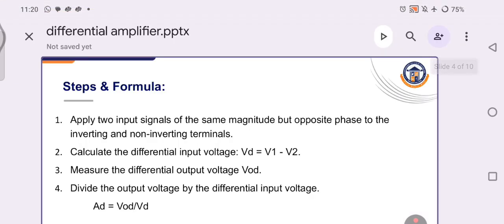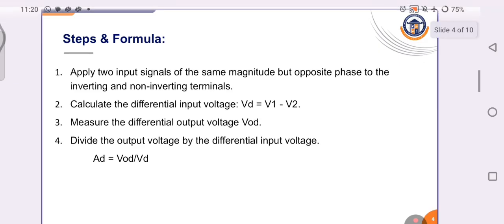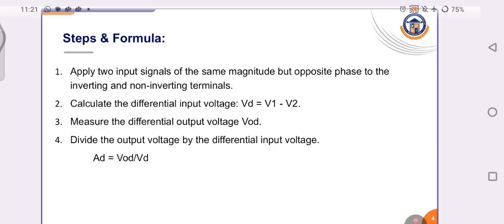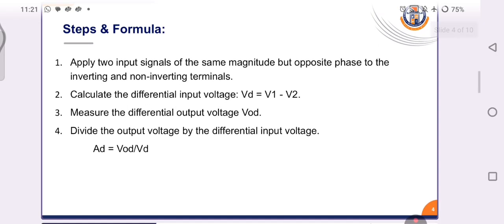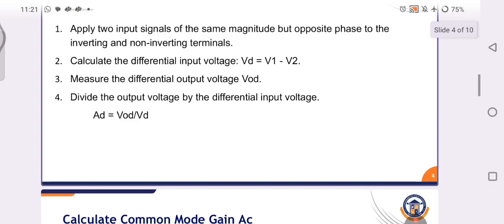To calculate the common mode gain, apply the same input voltage to both terminals, measure the common mode output voltage VOC and calculate the gain using AC equal to VOC by VC. Ideally, the AC should be 0, which means the amplifier completely rejects common mode signals.